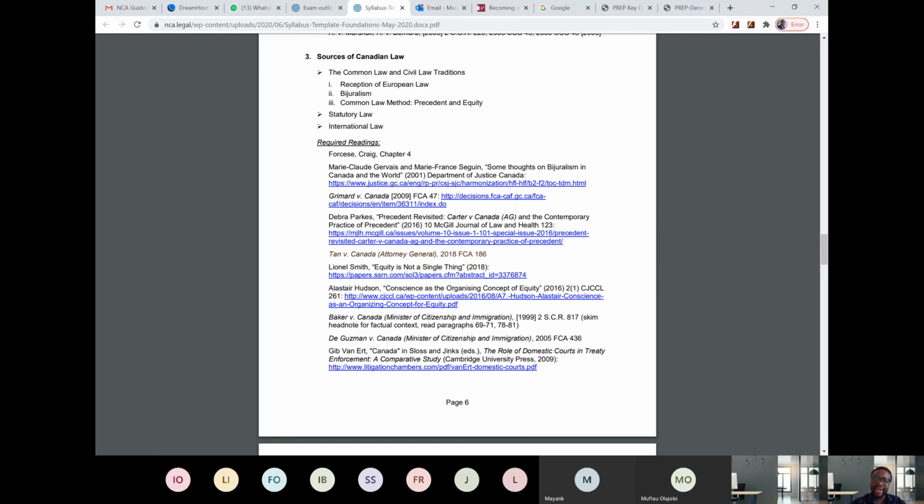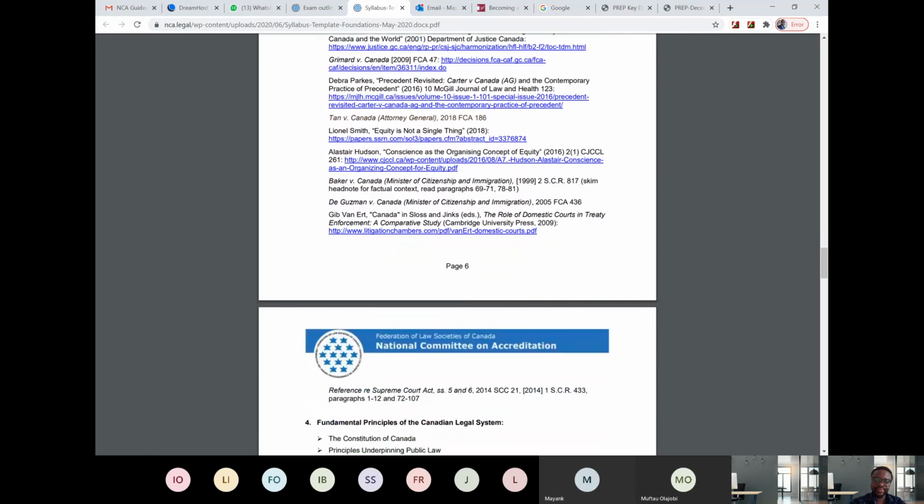We would talk more about bijuralism, I think, in chapter 9 as well, where we analyze how, in interpreting statutes, if a civil code says one thing and common law says something different, how do they marry? How does the court marry the interpretation of the two laws?